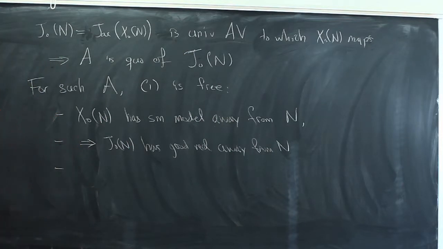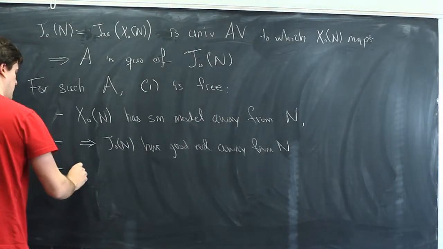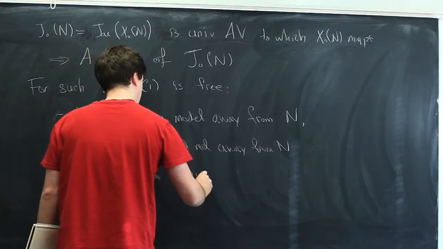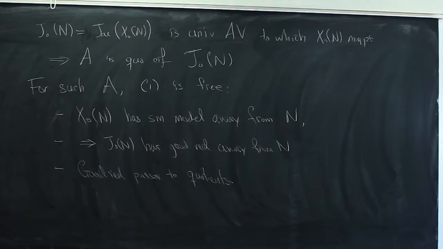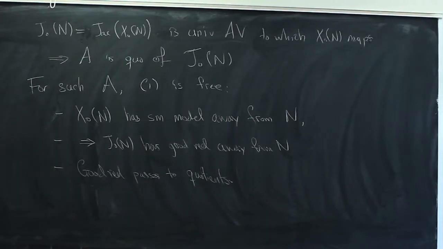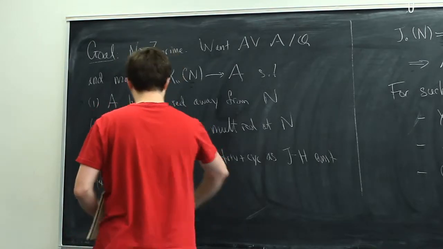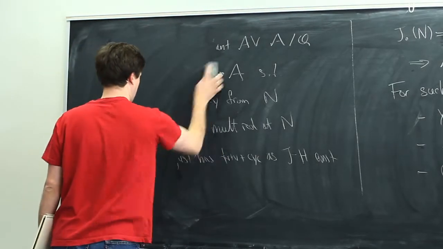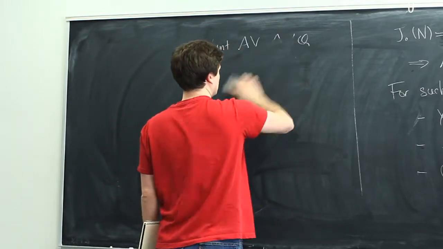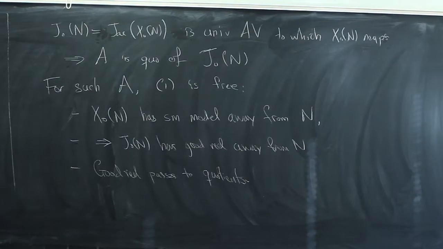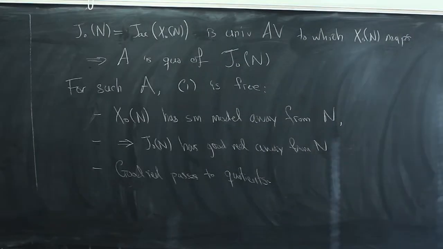And then we showed that any quotient of something with good reduction has good reduction. So good reduction passes to quotients. Right? So one is free. And the goal today is to show that 2 is also free. And so the proof that this also comes for free is going to proceed like this, but it's a little more complicated.